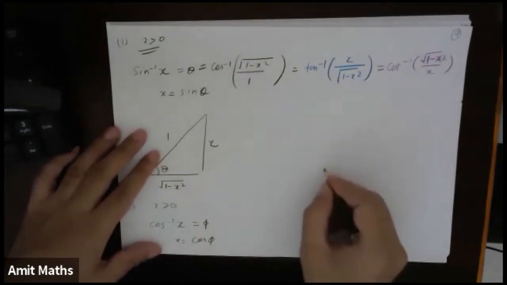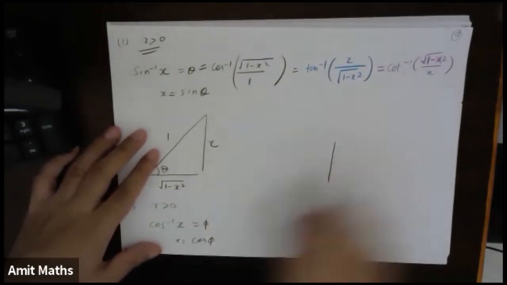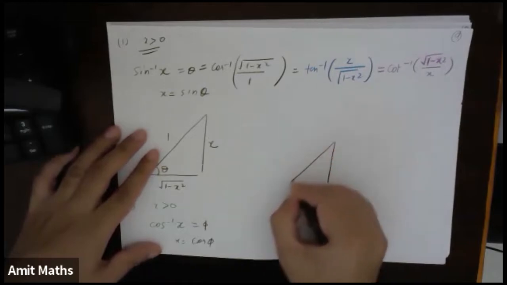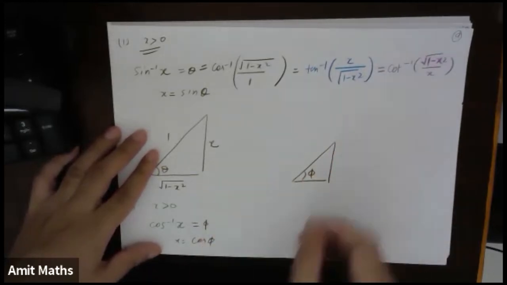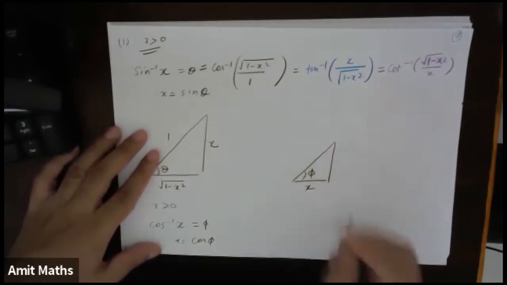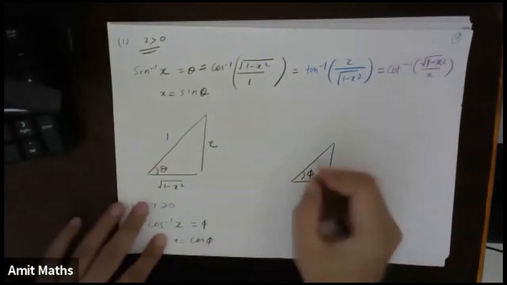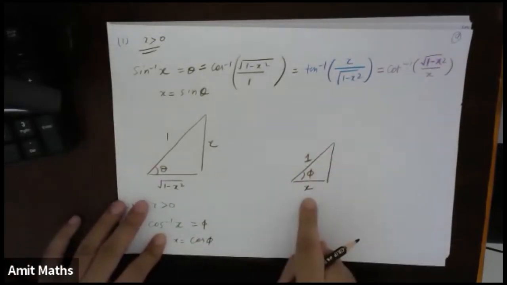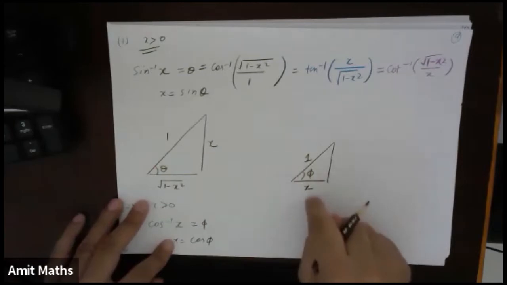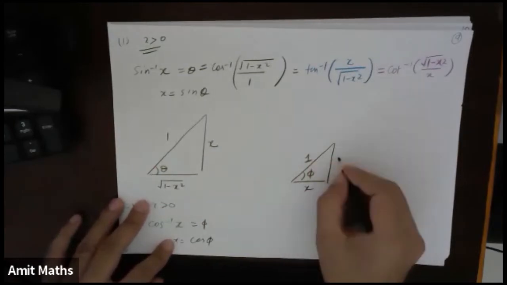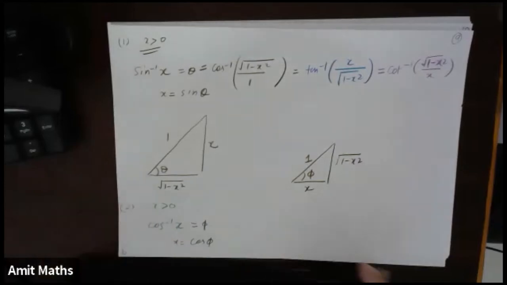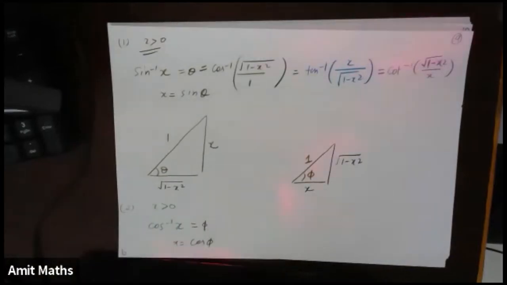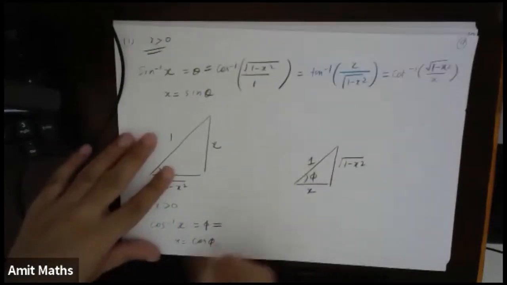Again I can form a right angle triangle. So this triangle is for this one. Suppose this is a right angle triangle. Cos of phi is equals to base upon hypotenuse. So hypotenuse is 1, base is x, right? If this is base and this is height, so height will be root of 1 minus x square. Understood?